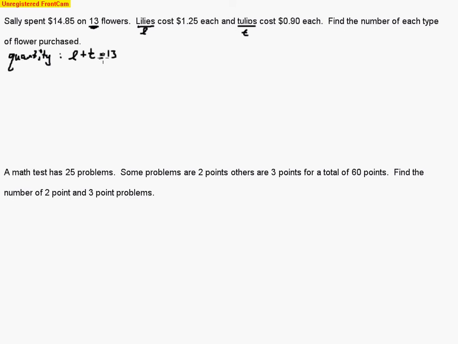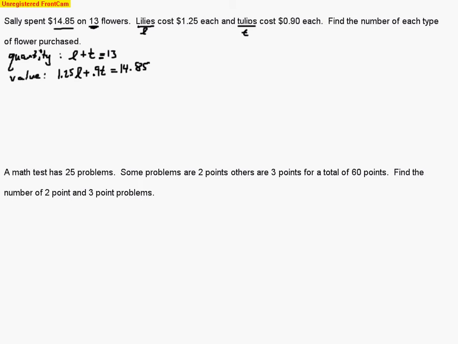so 13. And then we also have what I call a value equation. The value is, well, it says $14.85. That's the total value of all of those flowers together. So we're going to take the cost of those lilies, $1.25, and multiply it by the number of lilies that we purchased. And then plus 0.9 times the number of tulips I purchased. And this all equals $14.85.